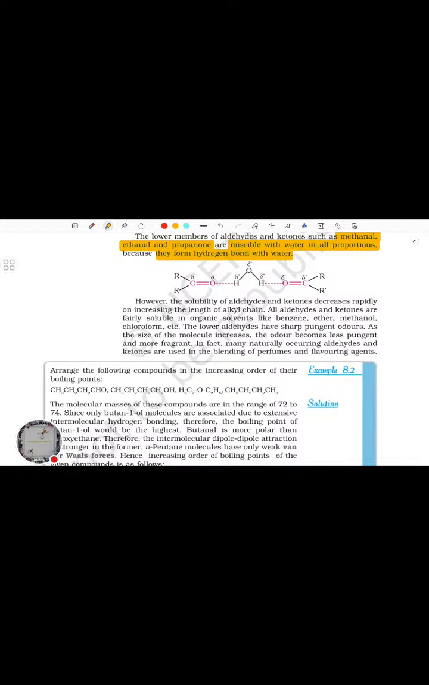All aldehydes and ketones are fairly soluble in organic solvents. The lower aldehydes have sharp pungent odors. As size of the molecule increases, the odor becomes less pungent and more fragrant. In fact, many naturally occurring aldehydes and ketones are used in blending of perfumes and flavoring agents.